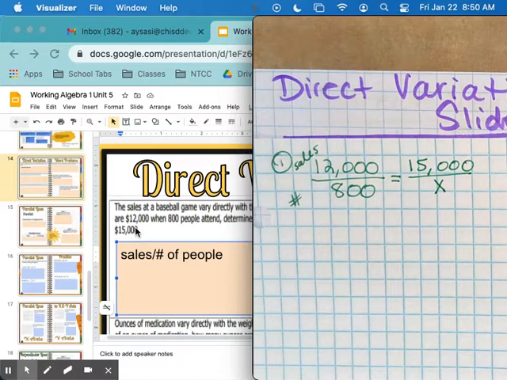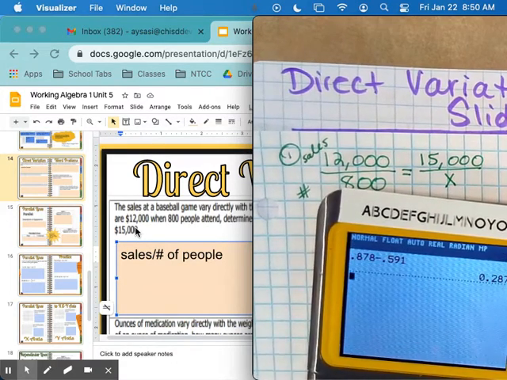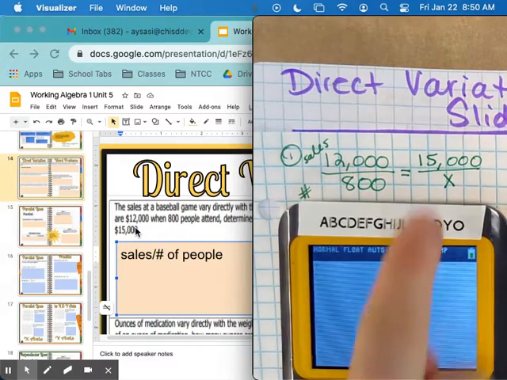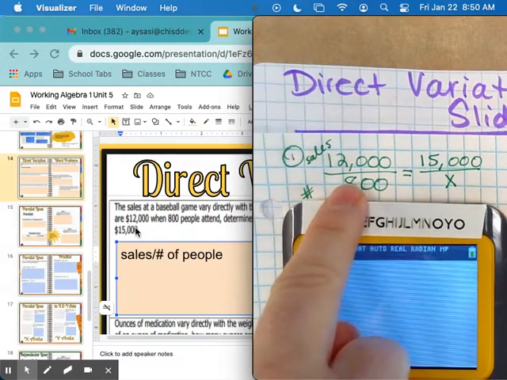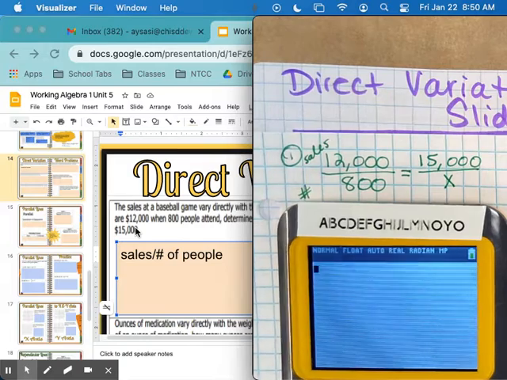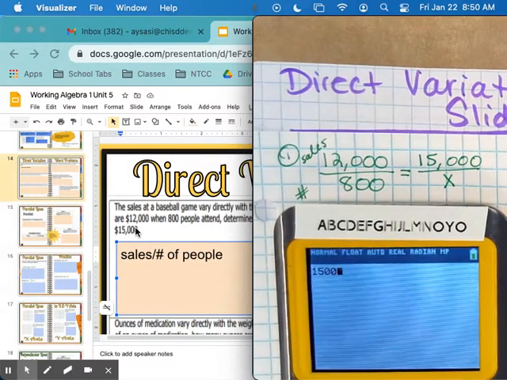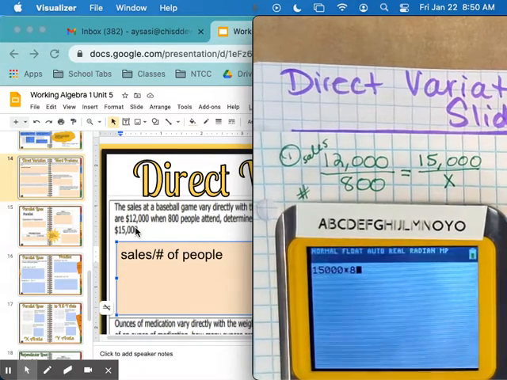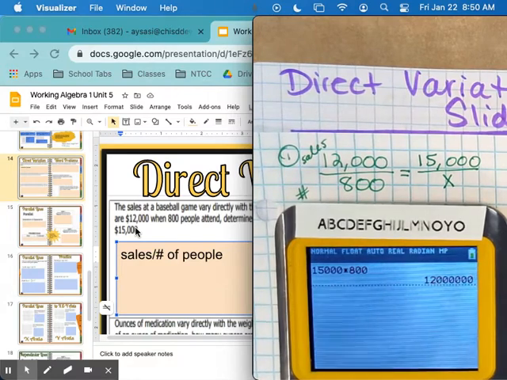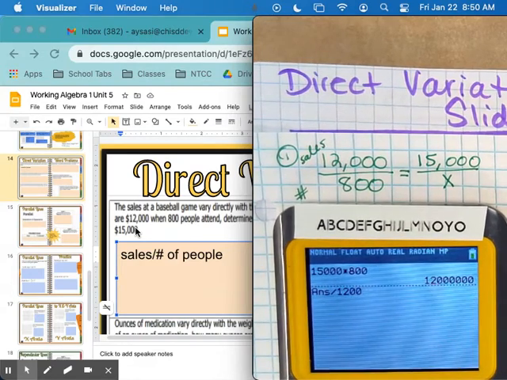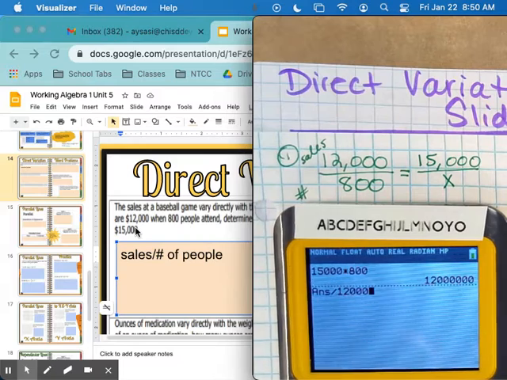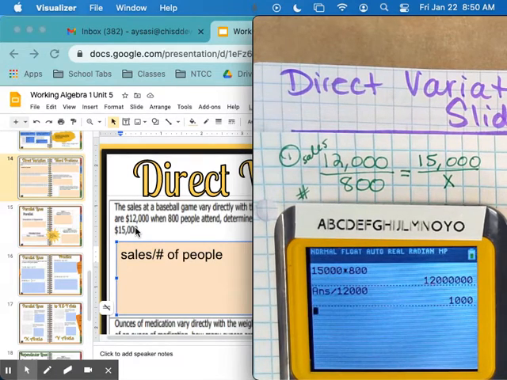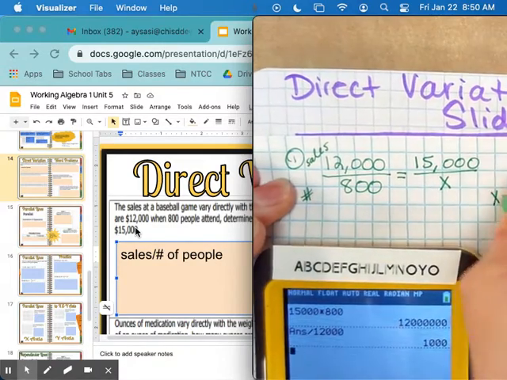So a way to solve this is cross multiply and divide. So we're going to multiply 15,000 times 800 and divide by 12,000. 15, 1, 2, 3, times 800, then divide by 12,000. Make sure you include the right number of zeros. I almost messed up there. 1,000. Yep. So X equals 1,000.